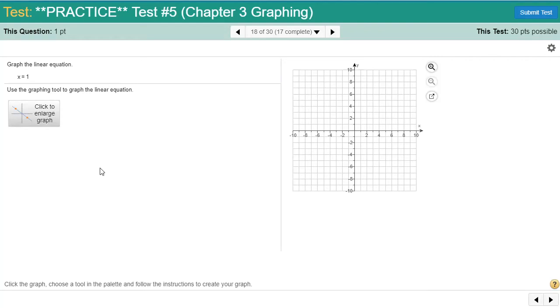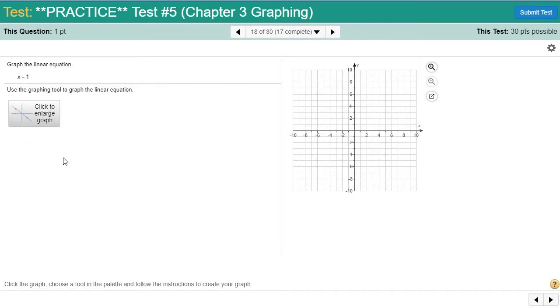So again, in this video, I'm going to tackle both questions 18 and 19 because they are so similar. And the directions here for question 18 are graph the linear equation. And we've been given the equation x equals 1. Well, what's unique about this equation as opposed to the equations that we looked at in 17 and 16 when we were graphing? Well, in question 18, we have an equation that has only one variable. In this case, it's just an x. We have x equals 1.